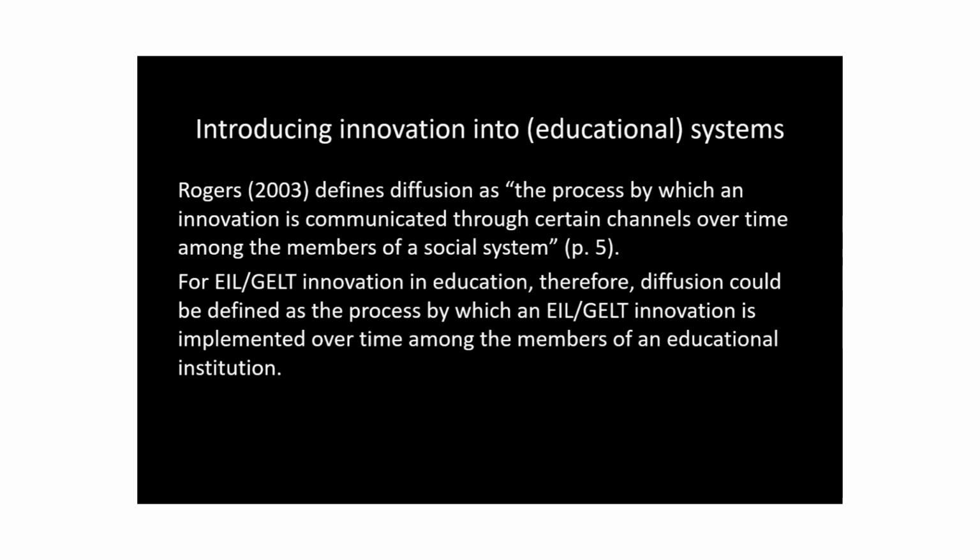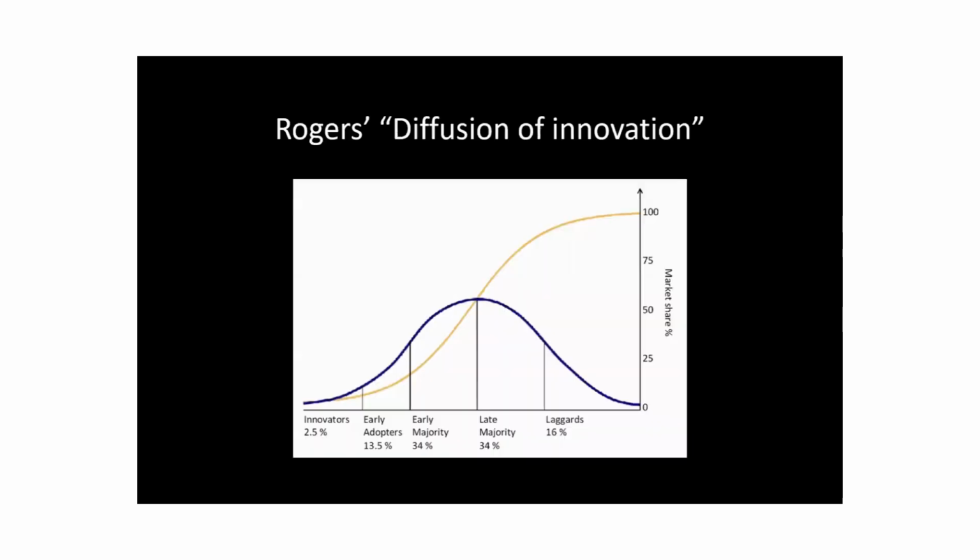So for GELT or EIL innovation in education, diffusion could be defined as the process by which new ideas are implemented over time by members in an educational institution. And so the diffusion model looks like this. If you're lucky, your idea might become mainstream. And we can follow this with the yellow line over time, where everybody has adopted these new ideas. Usually, this doesn't happen overnight. It happens with key players. And so the innovators come first, communicating their new ideas. Hopefully, they then get adopted by early adopters, and then it feeds into a majority if you're lucky.